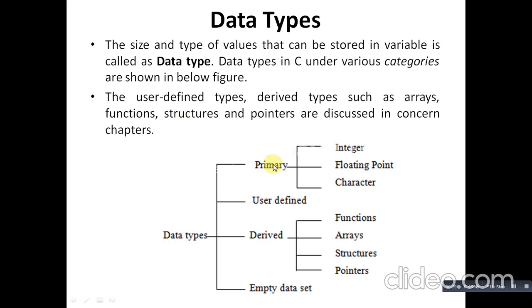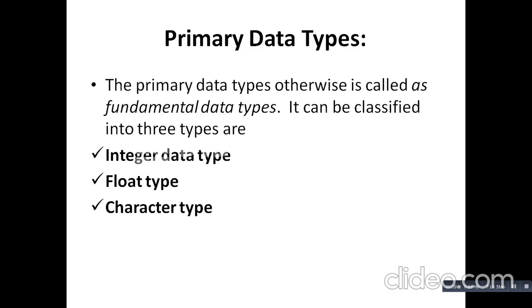Primary, user defined, derived type, empty data set. The user defined types and derived types such as arrays, functions, structures, and pointers are discussed in the concerned chapter. In this video, we will focus on the primary data types of the C language. The primary data types are also called the fundamental data types. They can be classified into three types, which are integer data types, float data types, and character data types.